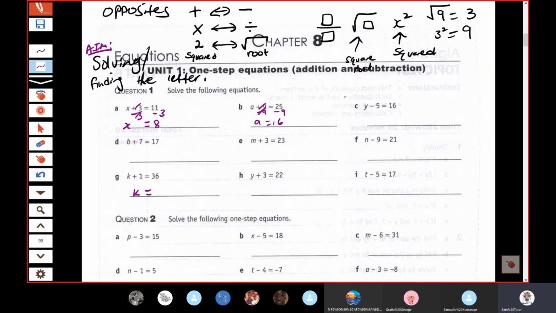So how do we do that? We've got to get rid of this plus 1. How do we get rid of this plus 1? Minus 1. And then what you do to one side, you've got to do to the other side. So 36 take away 1, 35.